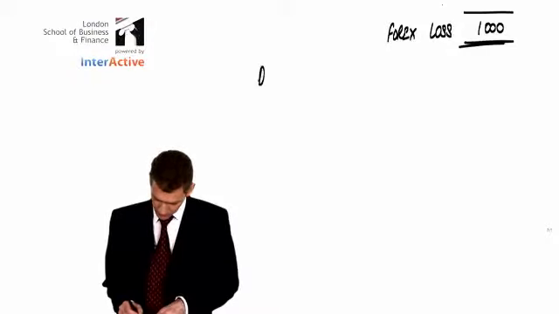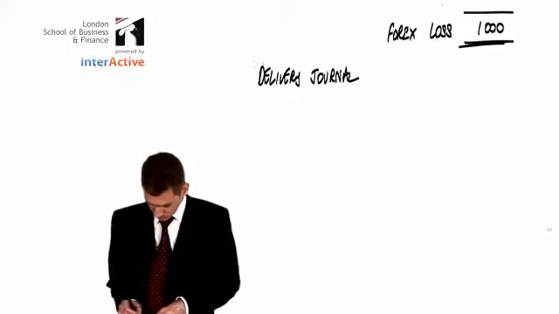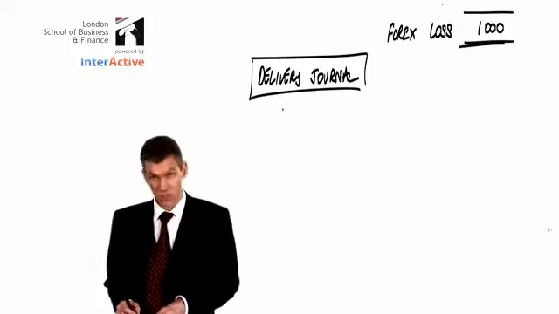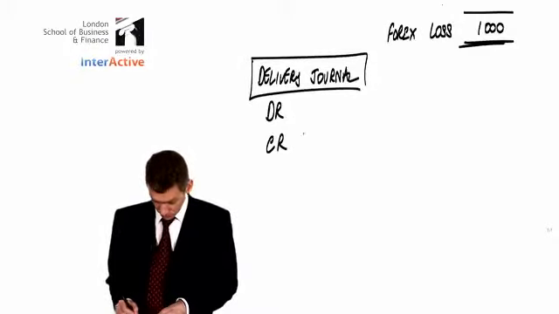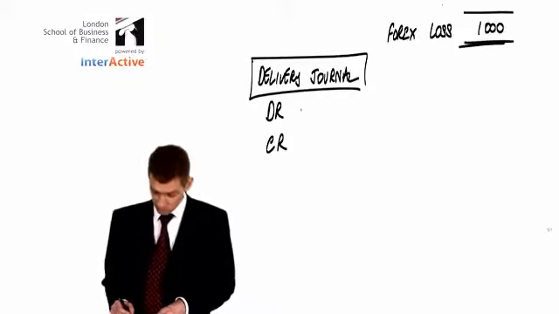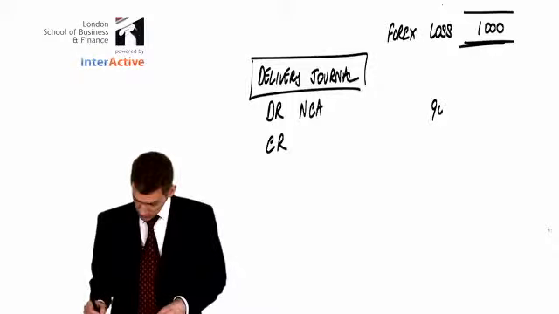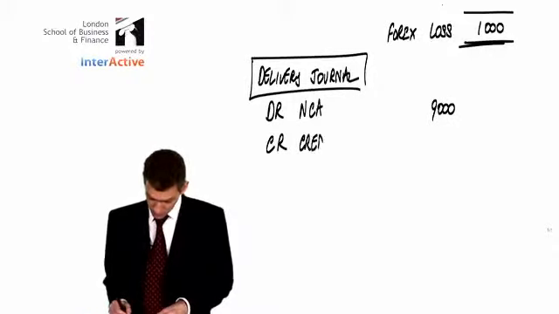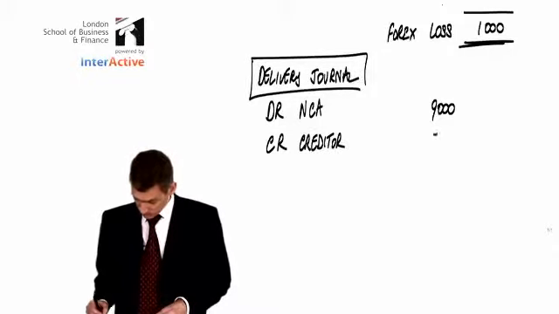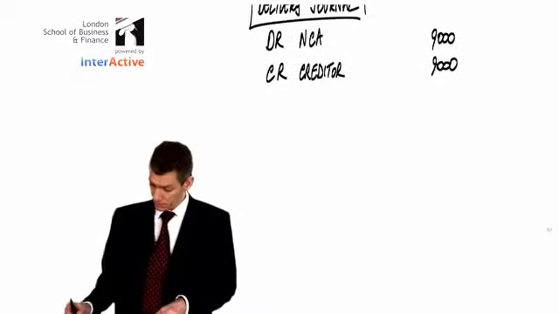So what am I doing here? Delivery journal. Just change the words just to show you it doesn't matter. Should we call it NCA? Non-current asset. Figures 9,000. Should we call it a creditor? Just to show that the words don't matter. 9,000. So that's the delivery journal.